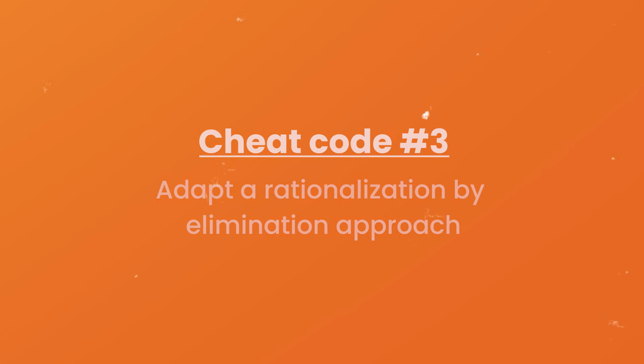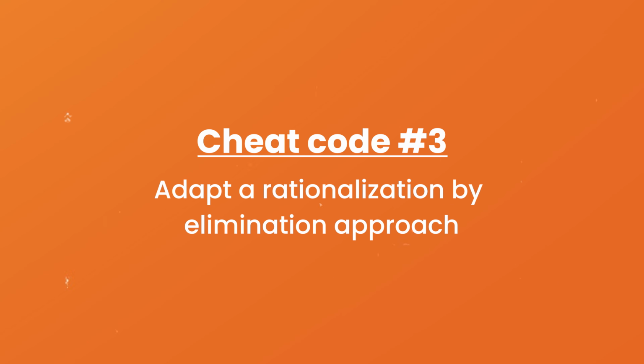And if you thought that was a mouthful of big words that we were using in the previous one, here's one that hopefully I can even say right the first time. So cheat code number 3 is to adopt a rationalization by elimination approach. Glad I got that one right, but I'll hand the mic over to you, Dr. E. What are you talking about here? What is this?